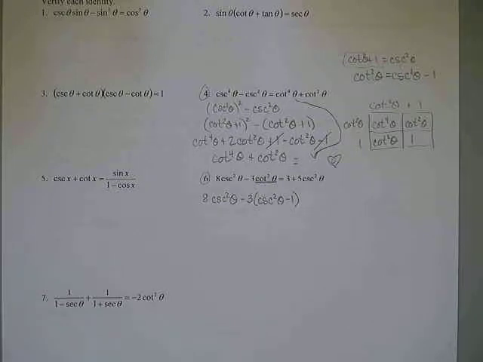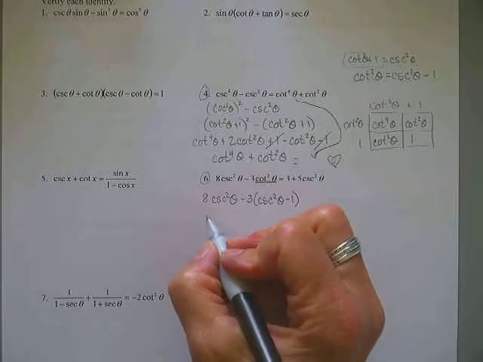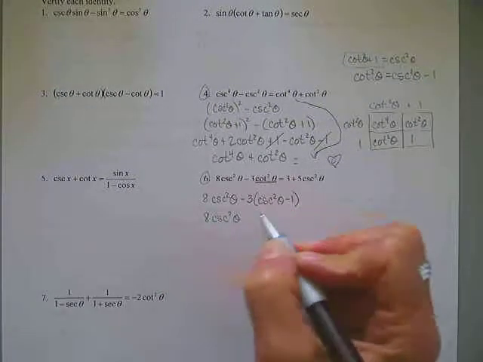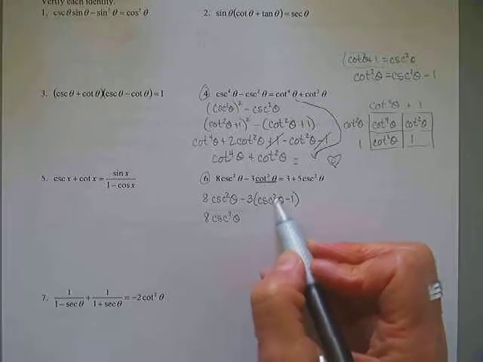What might be a good idea to do next? I have parentheses. How do I get rid of those parentheses? Okay, you're right, I'm going to have to distribute that in. And when I distribute it in, what do I need to be careful of?